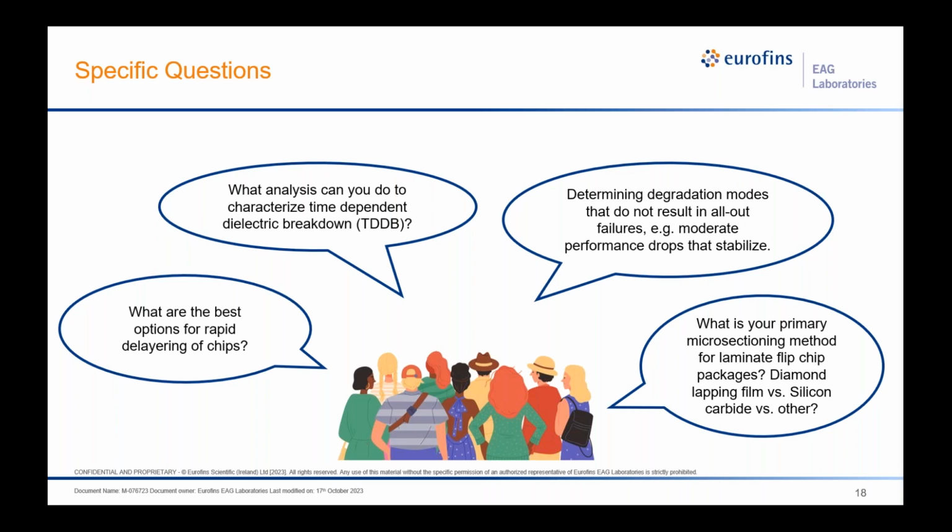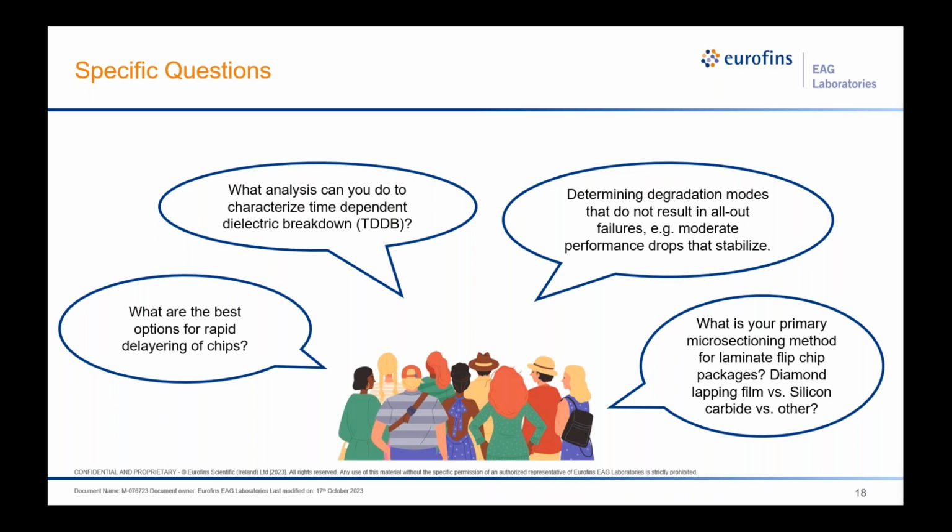Our next question is, what is your primary microsectioning method for laminate flip chip packages: diamond lapping film versus silicon carbide versus other? So this would be a PFA, or physical analysis, question. I don't believe we have a primary method, but understanding the actual sample and the construction is the main factor in how we approach the cross-sectioning.